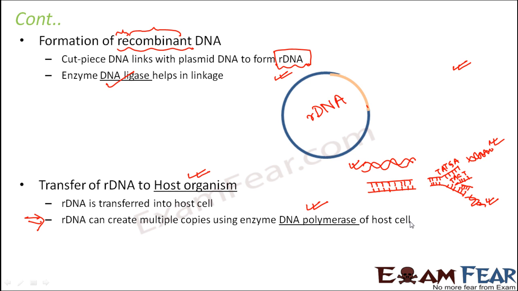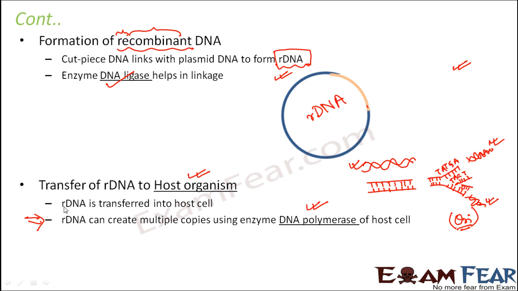Now this process of replication doesn't start just from anywhere. So in a chromosome there is a specific site where DNA replication starts, and that is known as the origin of replication. We have discussed all these things in our previous lesson. So therefore, for the multiplication of a foreign piece of DNA, it needs to be a part of the chromosome which has the origin of replication.